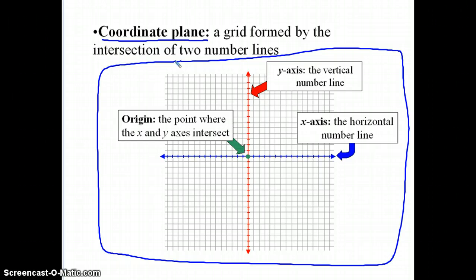We have the y-axis, which is in red, and it is the vertical number line. We have the blue axis, which is the x-axis, which is the horizontal number line. And then where those two intersect, it is the origin. So the point where the x and y-axes intersect would be considered the origin. Please pause this if you need to take notes. Otherwise, we can move on.